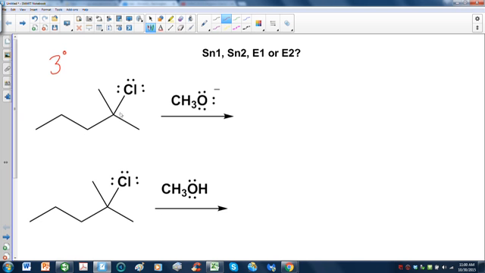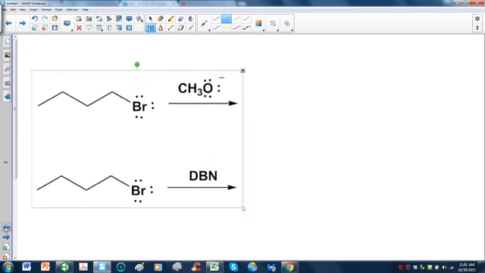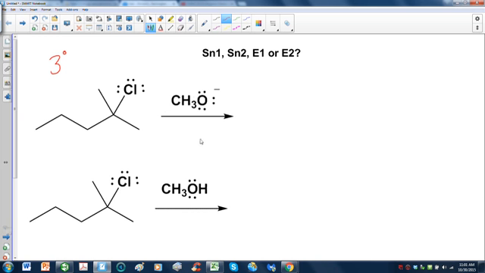This is a tertiary substrate. I have purposefully omitted any stereochemistry from all of these just to make answering our questions easier. We have a tertiary substrate, and we have a strong nucleophile and a strong base. Okay? So if you can figure this out, this substrate will tell you I can't have any Sn1 or E1 reaction, because both of those only occur with weak nucleophiles and bases. Therefore, I'm limited to Sn2 or E2 or both.